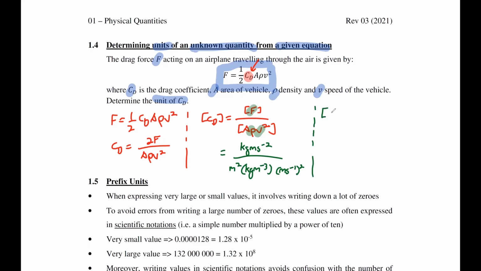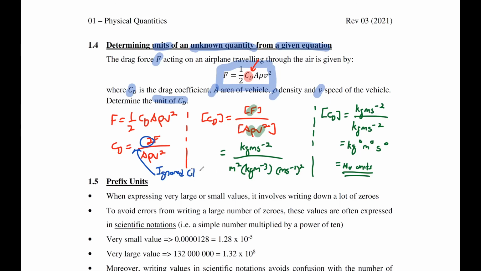Then now, the unit of CD will be equals to kg meter per second square at the top, and also kg meter per second square at the bottom. This in turn becomes kg power 0, meter power 0, second power 0. So for this quantity, there's actually no units. You may have noticed that during the analysis, I've ignored 2. Now the reason why it's ignored is because 2 is a number. It has no units, so it's not considered inside the analysis.